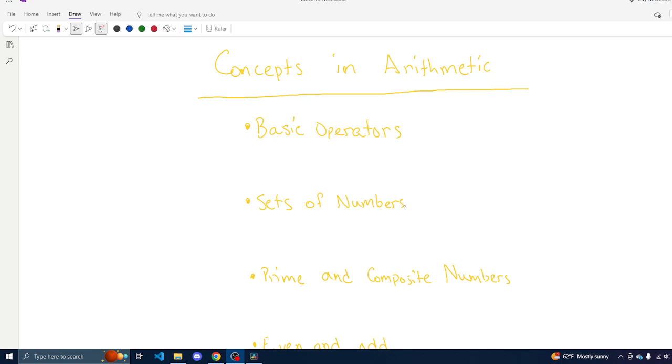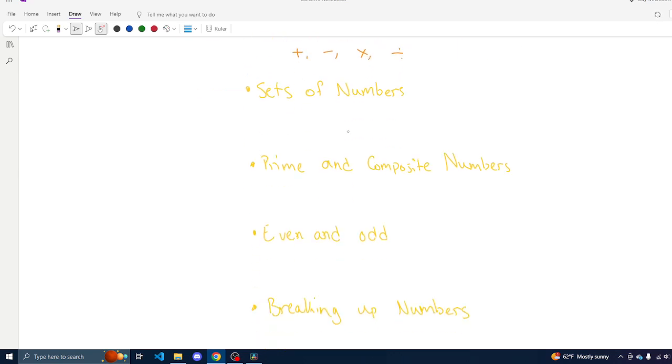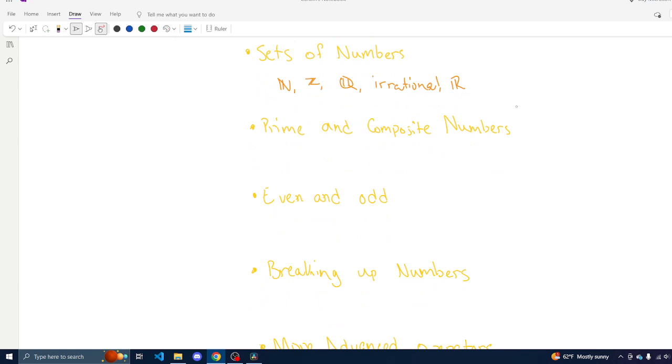So, basic operators. So this is going to be your addition, your subtraction, your multiplication, and your division. Sets of numbers are going to include things like your natural numbers, your integers, your rational numbers, your irrational numbers, and your real numbers. There are more, but these are the basic ones that you might be exposed to. Typically, I don't think you really get exposed to these until an algebra class, or at least a pre-algebra class, but they are listed out there.